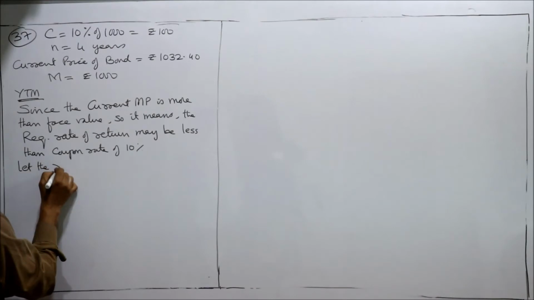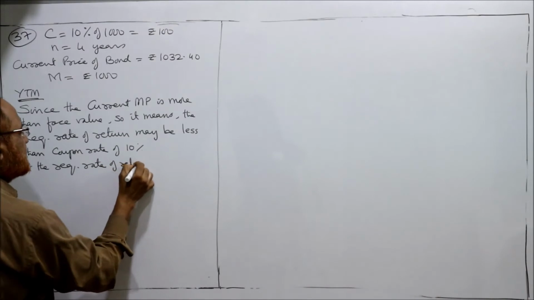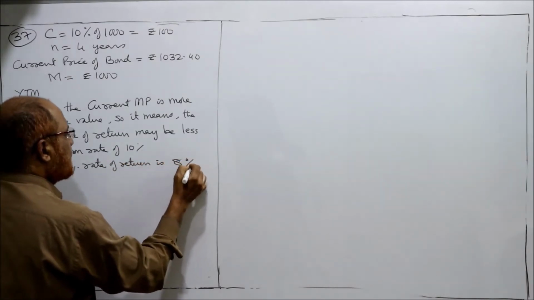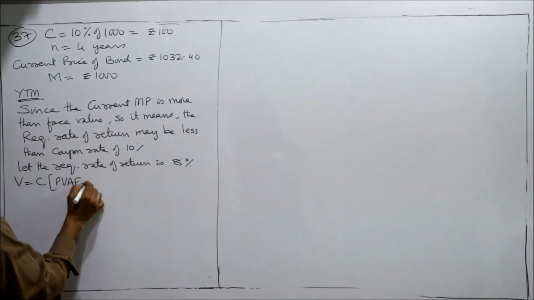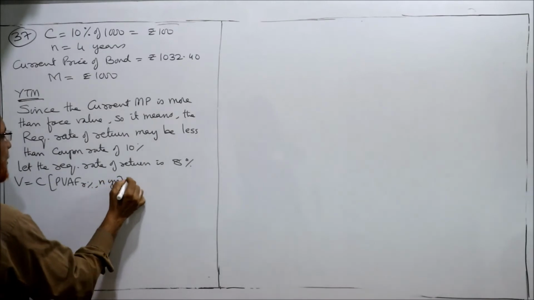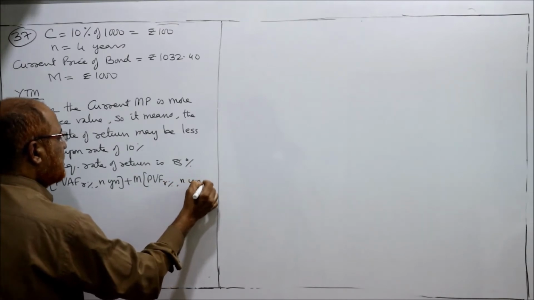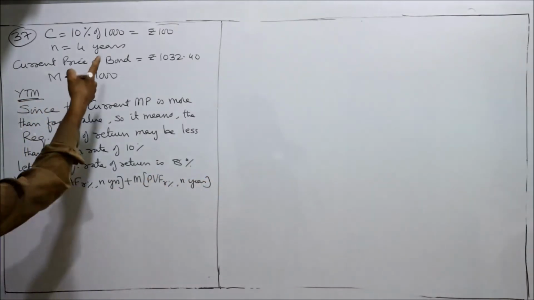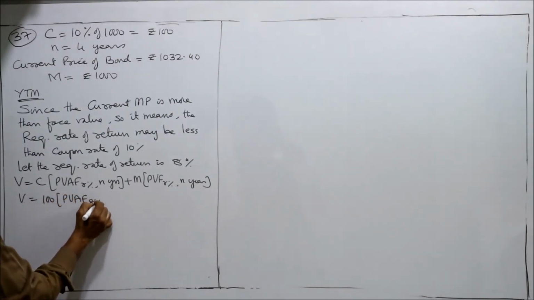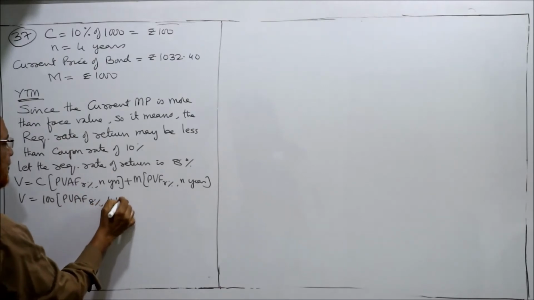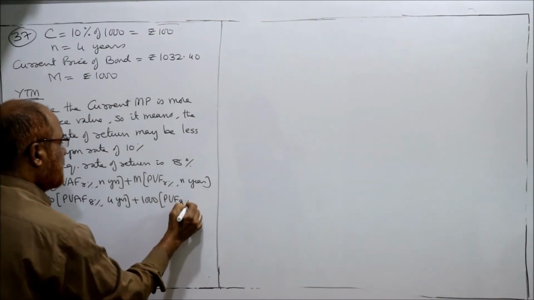Let the required rate of return be 8%. Required rate of return is 8%. So V is equal to C into PVAF, R percent for n years, plus M into PVF, R percent, n years. Same formula for calculating value of bond. So annual coupon is 100 rupees. PV of annuity factor 8% for how many years? 4 years. Plus maturity value is 1000. PVF 8% 4 years.